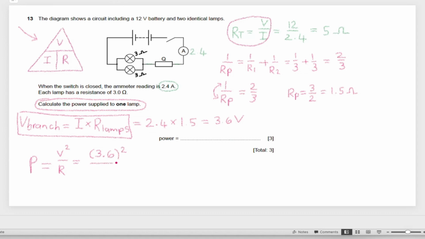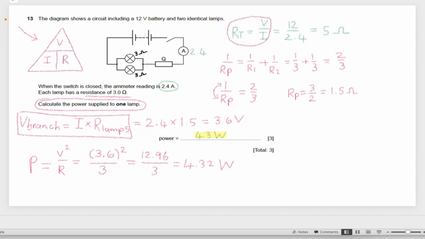And what is the resistance? It's 3. It's given here. Each lamp has a resistance of 3 ohms. Now, what is 3.6 squared? Let's quickly work that out. 3.6 squared is equal to 12.96. 12.96 divided by 3 gives us 4.32, and the unit is watts. Now we are going to round it to 2 significant figures, so the final answer will be 4.3 watts. There's also another way that you can get the answer.